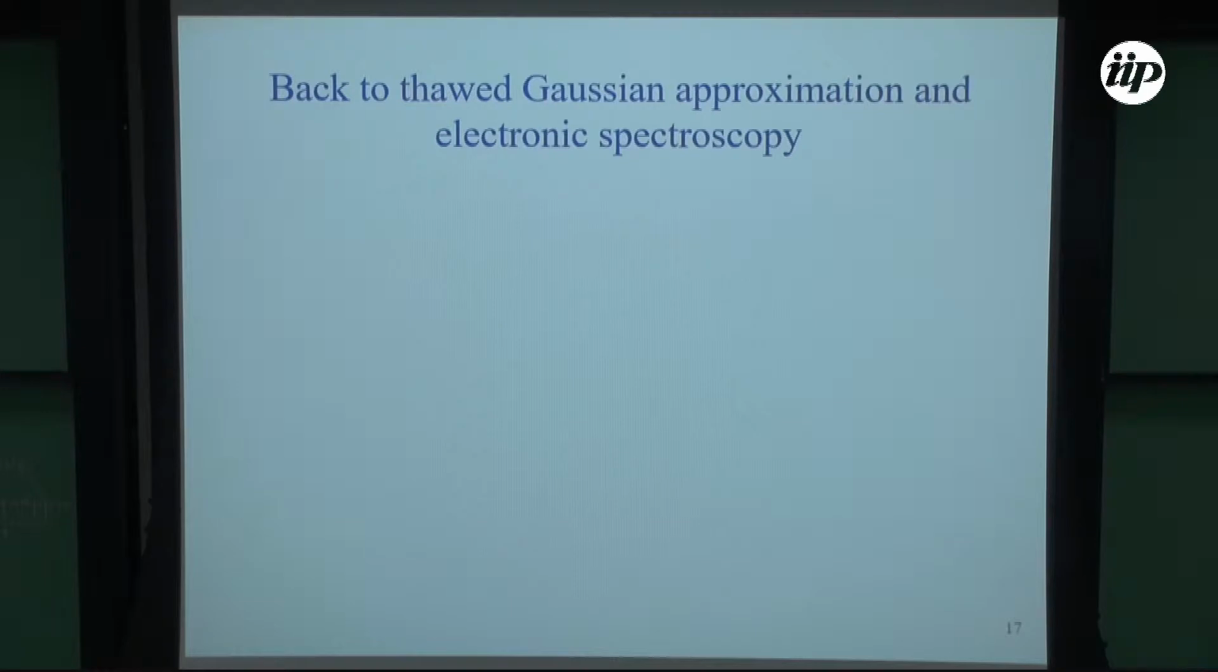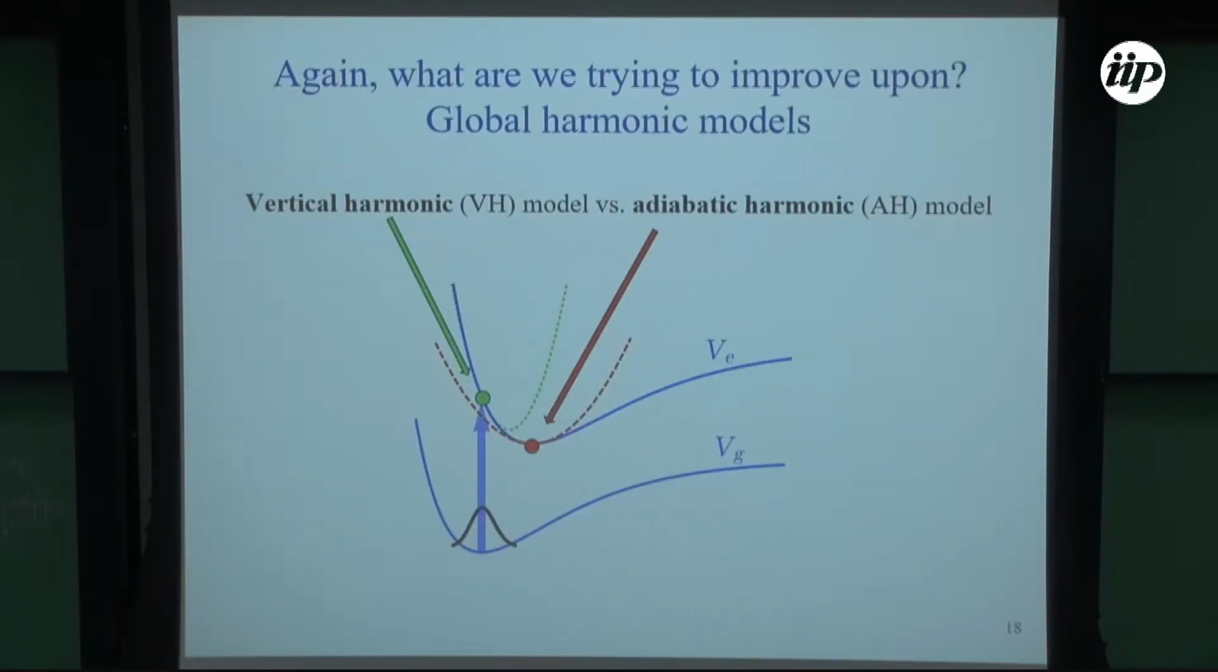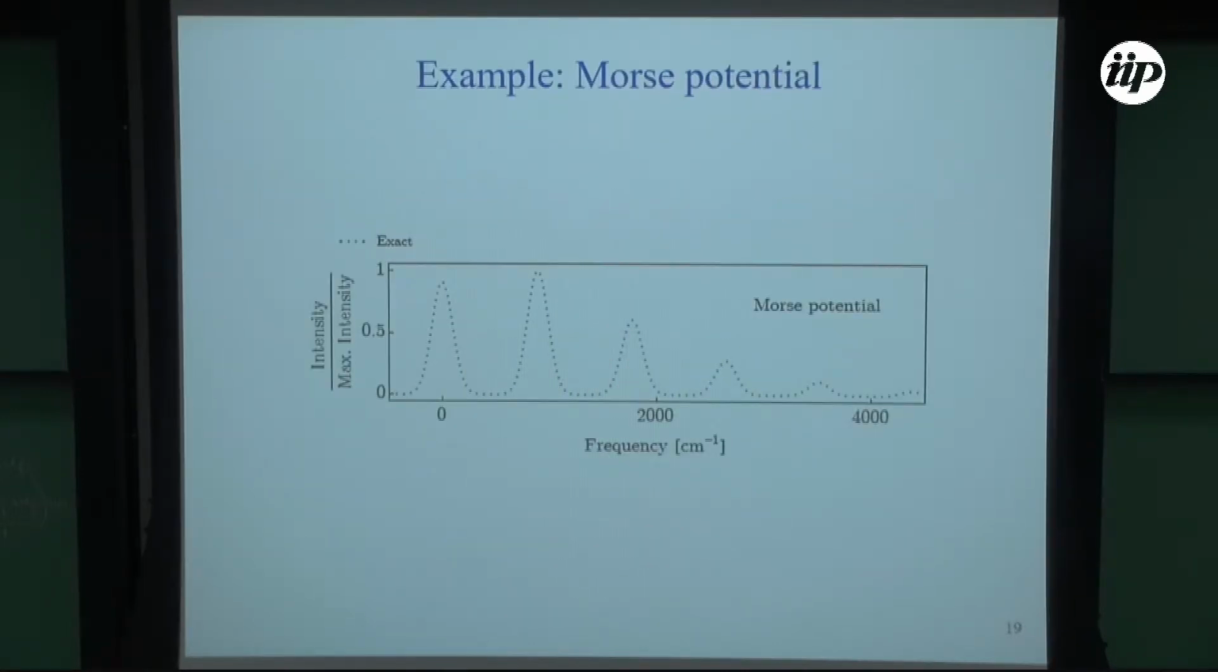So let me go back to electronic spectroscopy. So again, we are trying to improve, we are not very ambitious, we are only trying to improve on these global harmonic models. Let's see how it works. So we want to model experiments, but there could be many errors, so actually it's nice to compare with exact quantum. So here is a Morse potential.